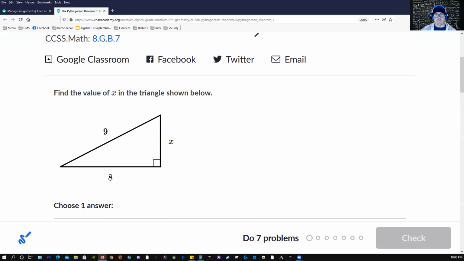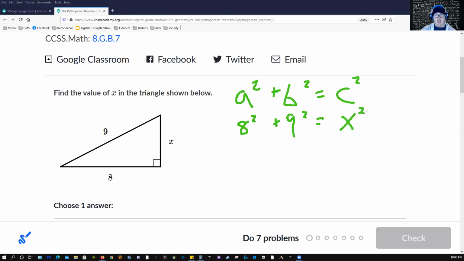Okay, so a squared plus b squared equals c squared. Okay, so I'm going to say 8 squared plus 9 squared equals x squared. Okay, now, right now, pause the video and see if you can figure out what I've just done wrong because I've just messed up the entire problem. You be the teacher and figure it out. Pause now.